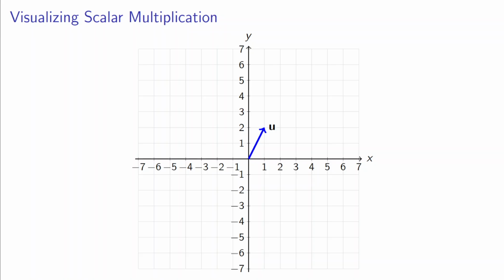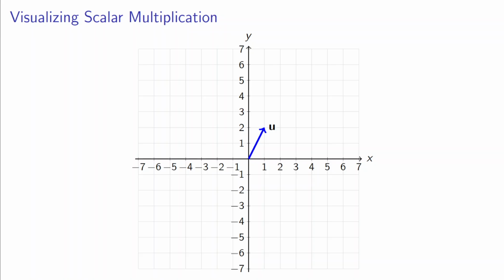In a previous video, we talked about two operations we can do on vectors, namely scalar multiplication and addition. In this video, we're going to look at the geometry of these operations. So first, let's consider the geometry of scalar multiplication.